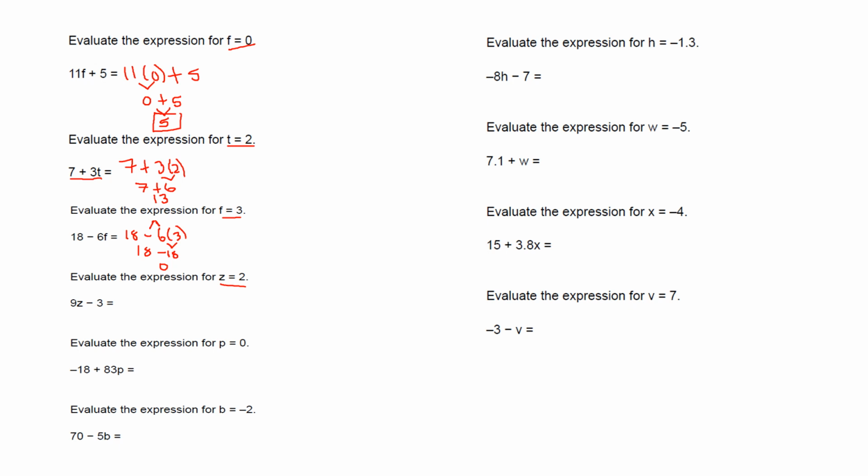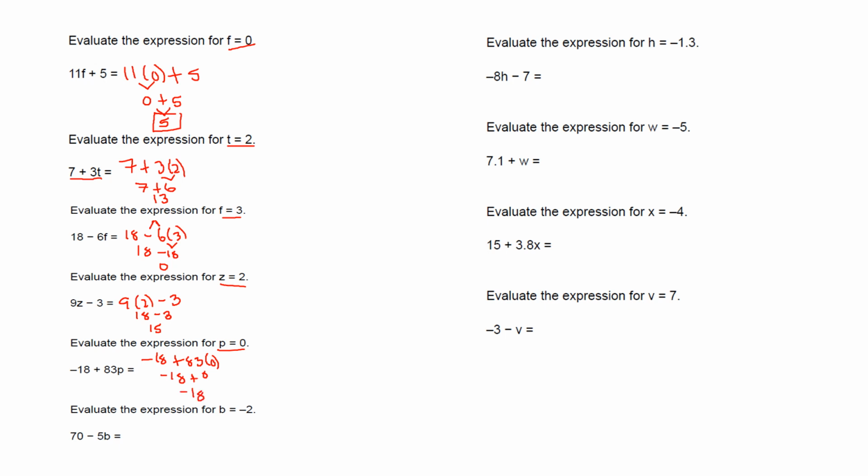If z equals 2, that would be 9 times 2 minus 3. 9 times 2 is 18, which would be 18 minus 3. 18 minus 3 is 15. And so that's it. If p equals 0, that would be negative 18 plus 83 times 0. 83 times 0 is 0, so that's negative 18 plus 0, and that would just be negative 18.